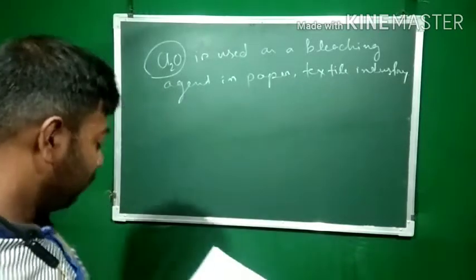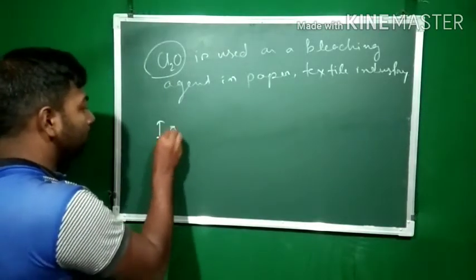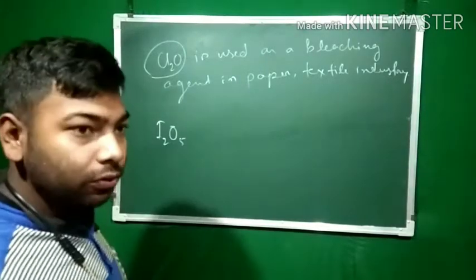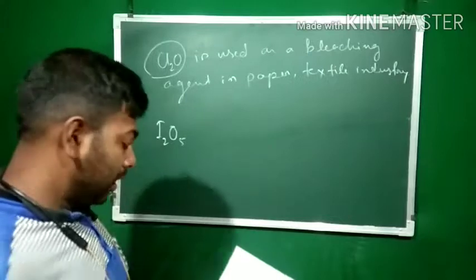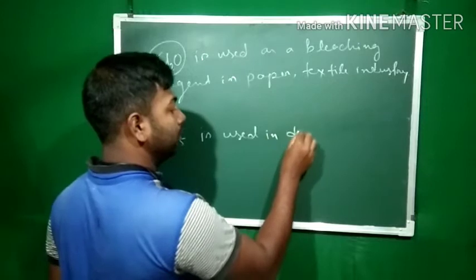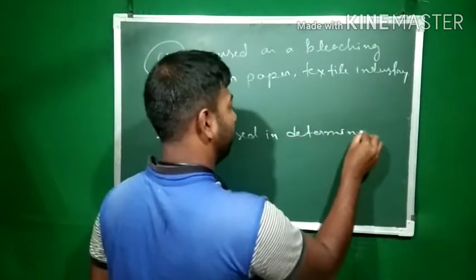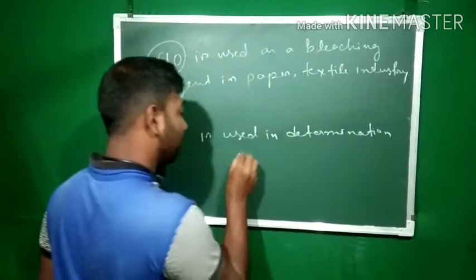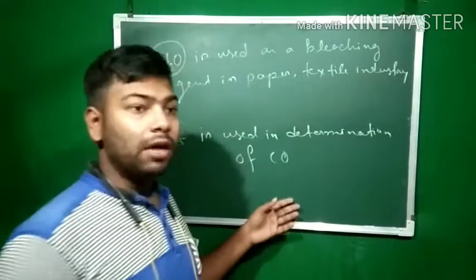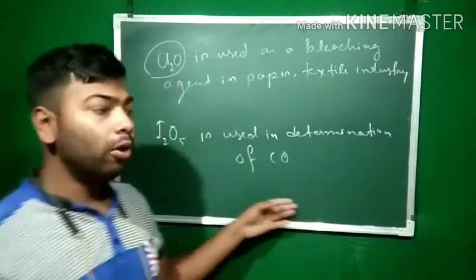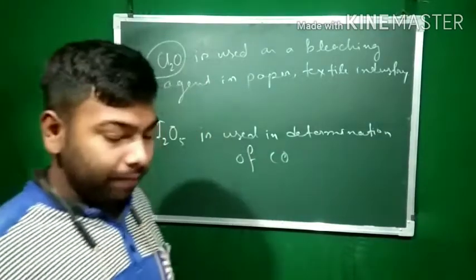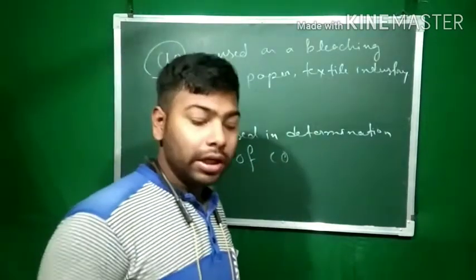Next, the oxide of iodine, I2O5. I2O5 is used in the determination of carbon monoxide. The determination of carbon monoxide we can carry out with the help of this oxide of iodine.